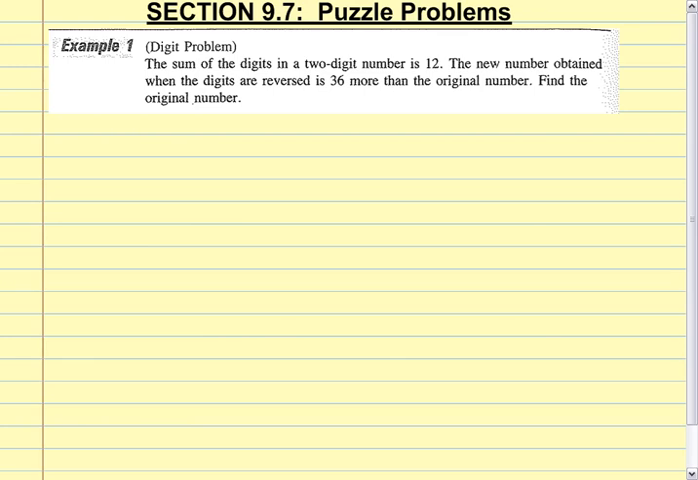Now, the problem that we're going to start with here, this example number 1, is a new type of problem. I don't think you've really seen this type of problem before. But let's read through it, and then I'm going to talk about it before we try to set up the equation, okay? It says example 1, digit problem. The sum of the digits in a 2-digit number is 12. The new number obtained when the digits are reversed is 36 more than the original number. Find the original number.